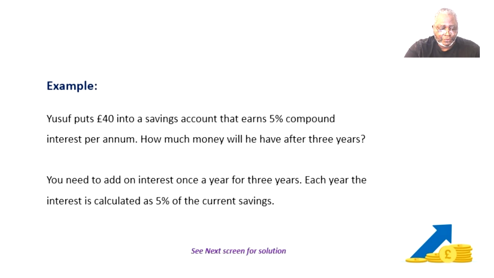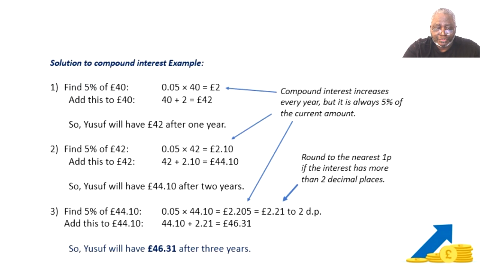Example: Yusuf puts £40 into a savings account that earns 5% compound interest. How much money will he have after 3 years? You need to add interest once a year for 3 years. Each year, the interest is calculated as 5% of the current savings. Let's look at the example. Mind the notes you see on the right. Compound interest increases every year, but it's always 5% of the current amount.